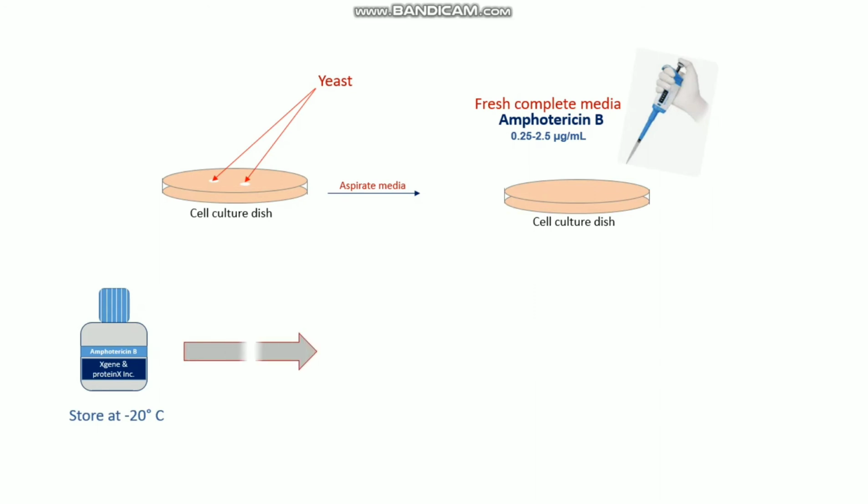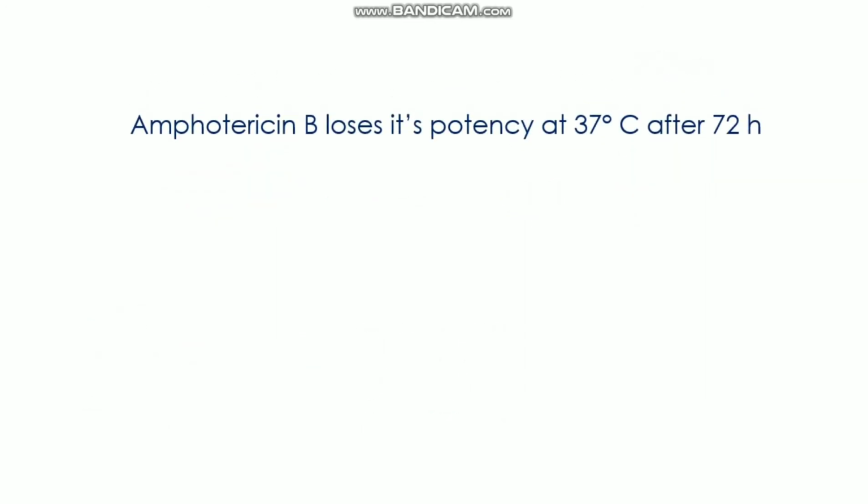So what you can do is separate a small portion, like 2 ml or 4 ml, into 1.5 ml tubes, and use those tubes for the cell culture. But all of the stock you need to store at minus 20 degrees centigrade. Amphotericin B loses its potency at 37 degrees centigrade after 72 hours. So at most, 3 days it can maintain its antifungal effect at 37 degrees centigrade.